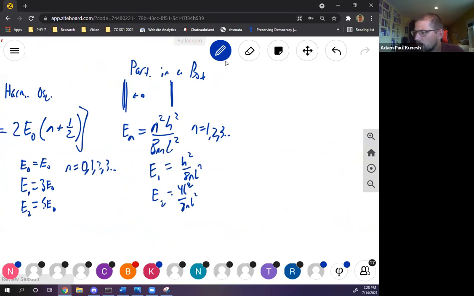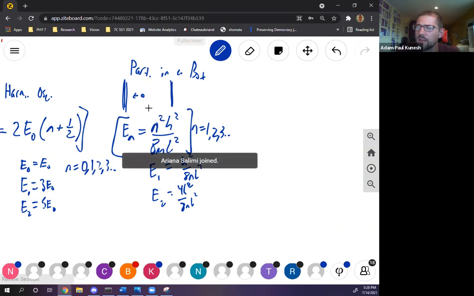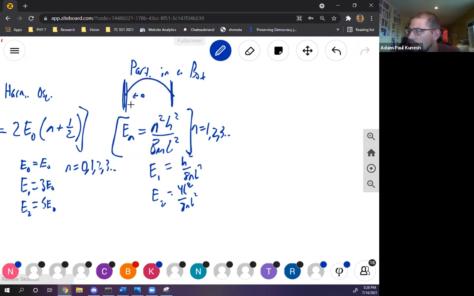Okay, boom, particle in a box. So the n here is an index that's associated with a standing wave. Here's the n equals 1 standing wave, here's the n equals 2 standing wave, and so on. The h is Planck's constant, which is just some constant that we give you. M is the mass of the particle.